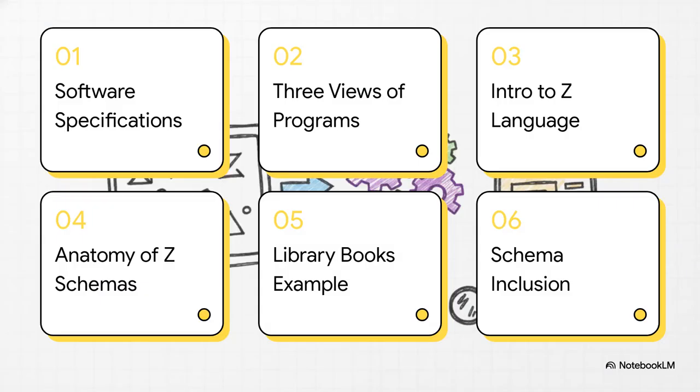Here's a quick look at our roadmap for today. We'll kick things off with what software specifications actually are, then shift gears into 3 different views of programs. From there, we'll introduce the Z language itself, break down the anatomy of Z schemas, walk through a library books example, and finally wrap up with schema inclusion and modularity.